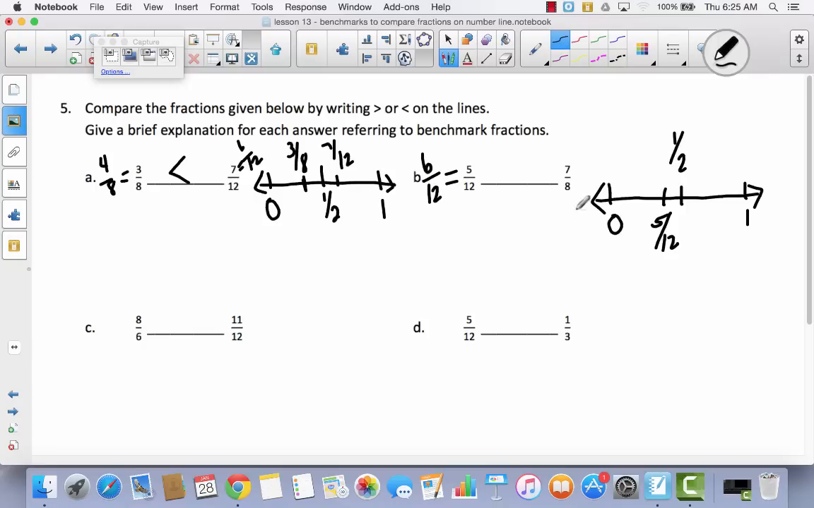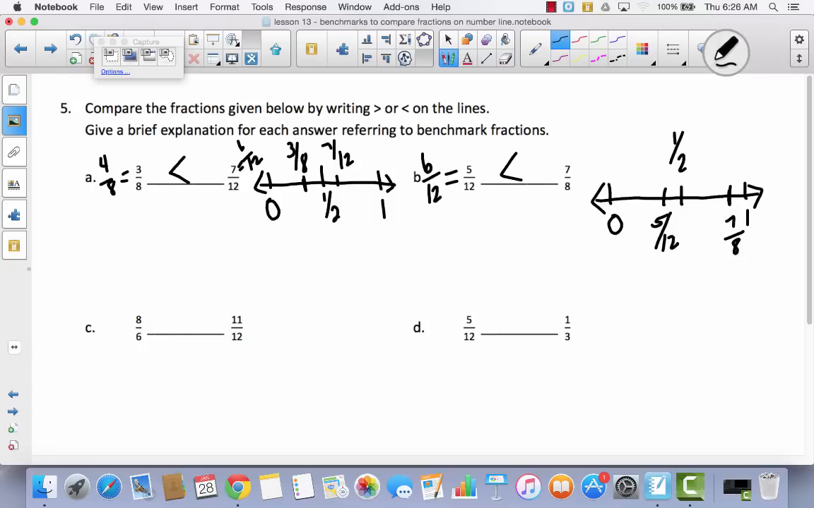And what about 7/8? It's almost a whole, isn't it? Because it takes 8/8 to make a whole. So when I plot 7/8, I know it's going to be close to 1 because 1 is the same as 8/8. So now I can compare these two fractions. 5/12 is less than 7/8. I can tell by looking at my number line.